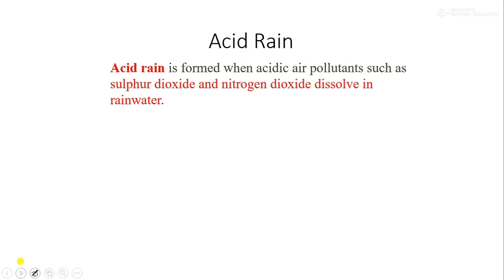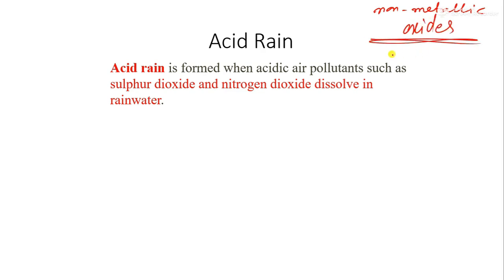Acid rain. Acid rain is also caused by these oxides. We remember non-metallic oxides. Non-metallic oxides are acidic or neutral in nature. So the acidic non-metallic oxides cause acid rain, like carbon dioxide, sulfur dioxide, sulfur trioxide, and nitrogen dioxide. These four oxides cause acid rain because these non-metallic oxides are acidic in nature.